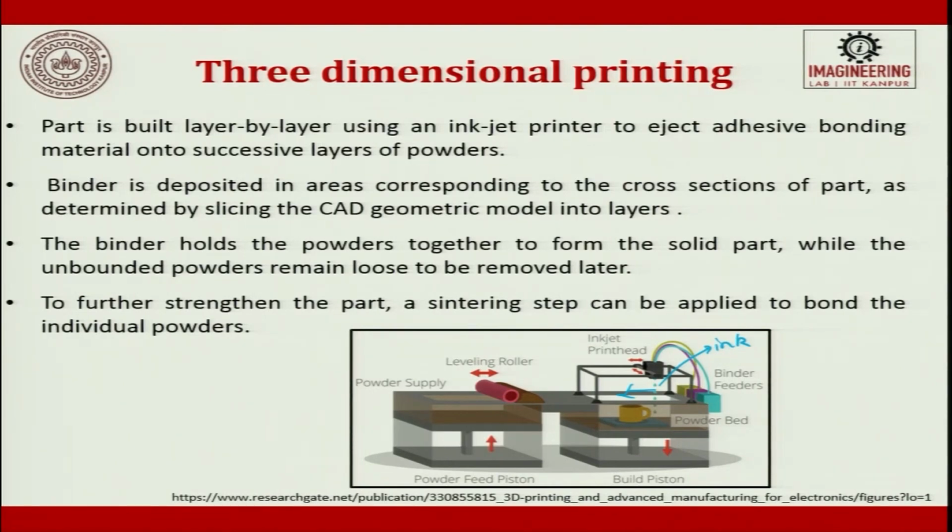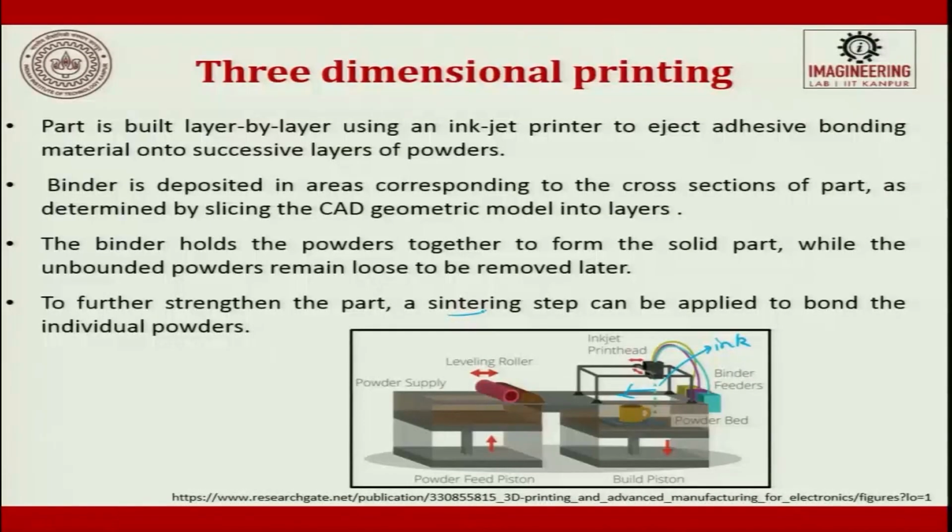So, what comes out is not the laser, it is the binder. The binder holds the powder together to form a solid part, while the unbound powders remain loose and can be reused or recirculated. To further strengthen the part, a sintering step can be applied to bond the individual powders. Whatever gets done here is called the green stage product. These green stage products will not have the strength. So, sometimes people immerse it inside a thinner and then dry it. That makes it scratch proof and also increases its strength.